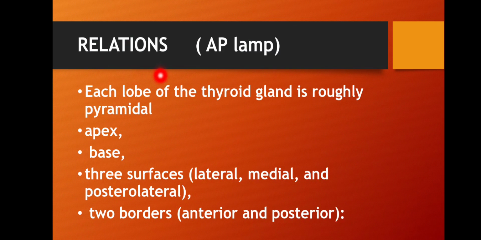Next, relations. What are the relations of the thyroid gland? We have an apex, a base, 3 surfaces and 2 borders. The borders can be remembered by the mnemonic AP: A means anterior, P means posterior. The surfaces you can remember by LAMP: L lateral, M medial, P posterolateral. I repeat, A stands for anterior border, P stands for posterior border. With this mnemonic you can remember the relations of the thyroid gland.